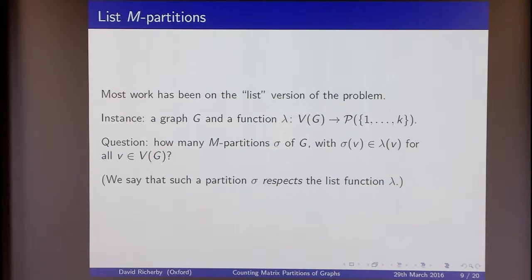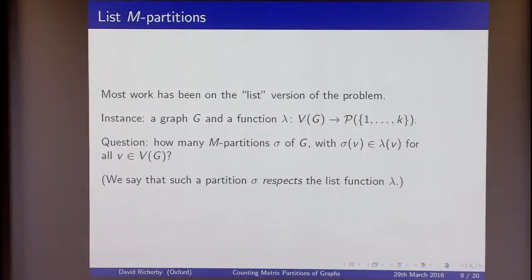So most of the work that's been done on this problem has actually been on the list version. The advantage of the lists is that it allows us to perform reductions in many cases by forcing particular vertices of the graph to go into particular parts of the list partition, of the matrix partition.